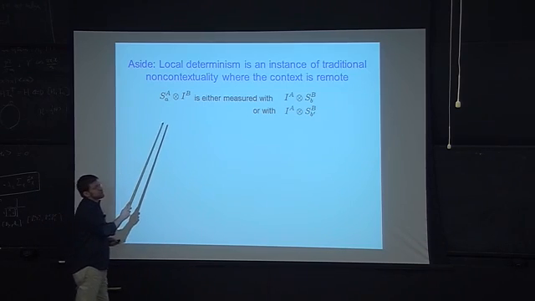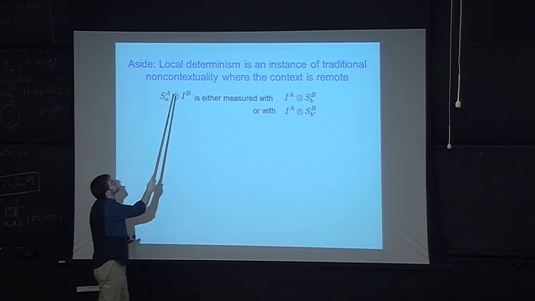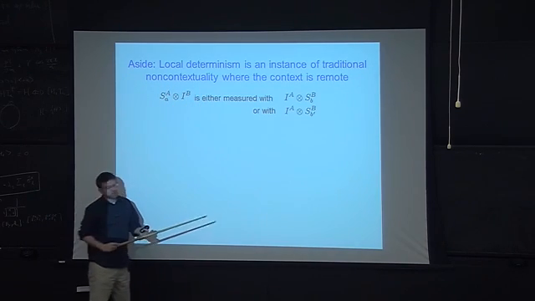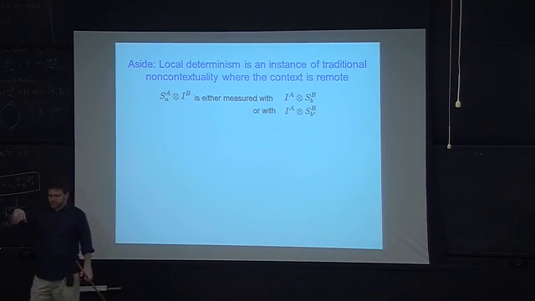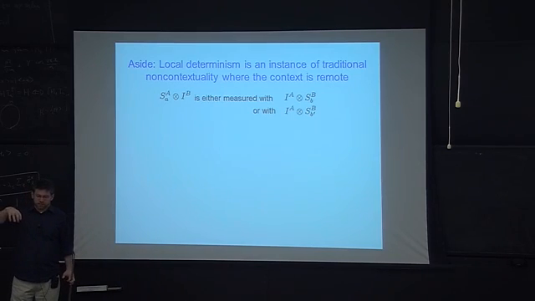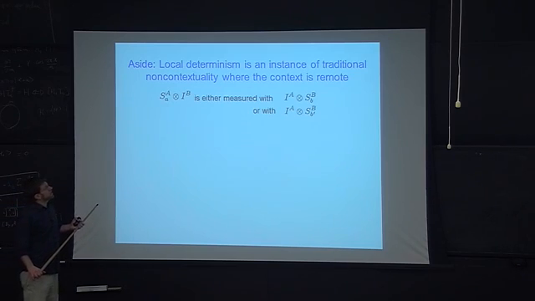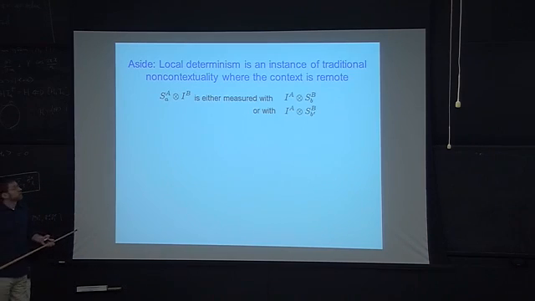So you remember from the beginning of the lecture yesterday that there was a notion of local determinism, which said that the events in a particular region of space-time are completely determined by the physical states in some region that closes the backward light cone. So local determinism turns out to be an example of this notion of non-contextuality I've just described, in the particular case where the context is far away.